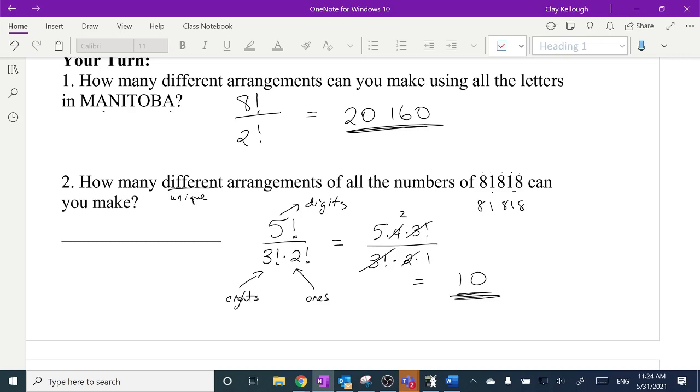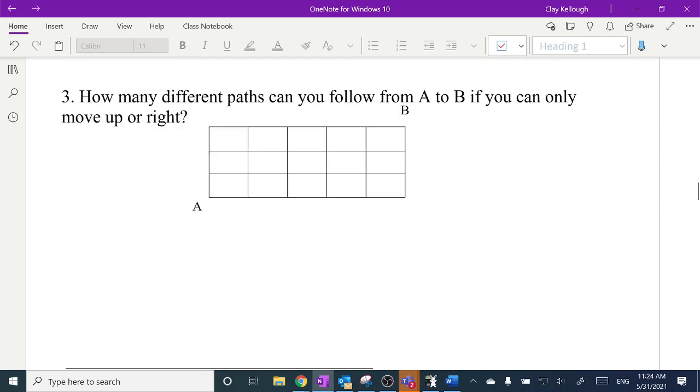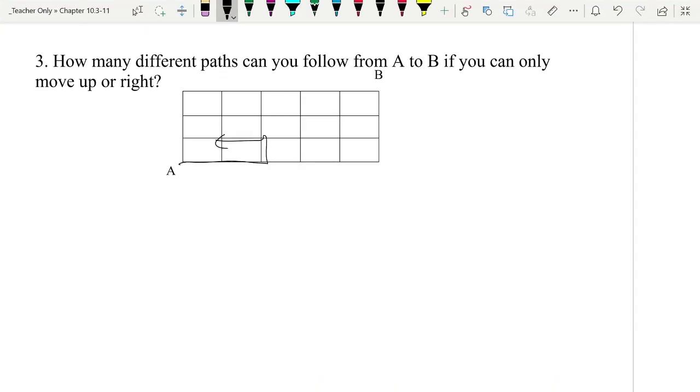All right. Check this out. At first, this does not look like it's the same kind of question, but it is. How many different paths can you follow from A to B if you can only move up and to the right? So you can't, for example, go like this and then back that way. Nope, can't do that. You are only allowed to move up and to the right.